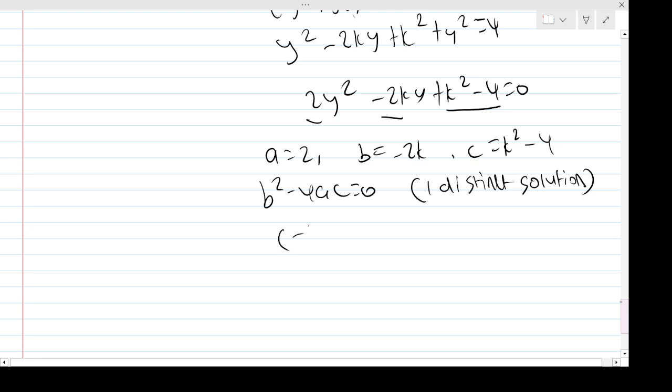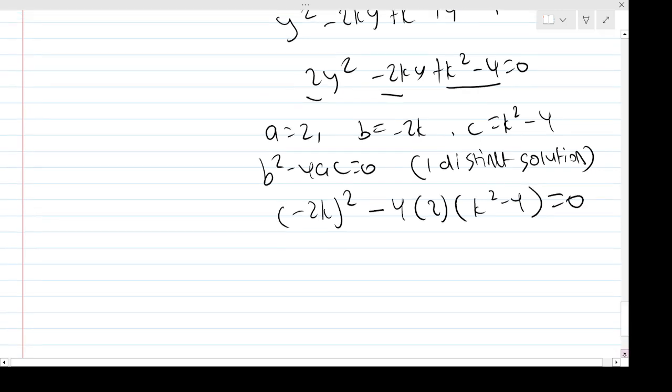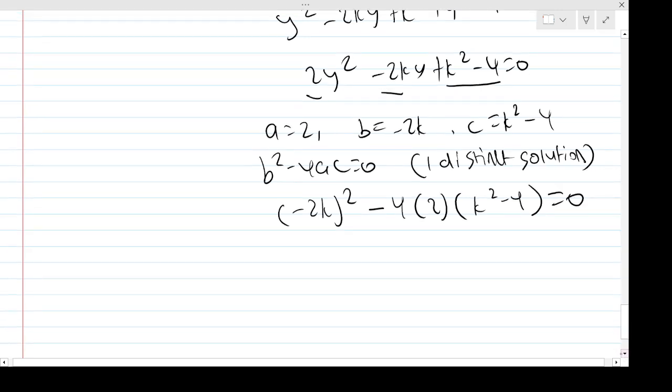So b squared is minus 2k all squared. Cool. Then I get minus 4, lots of a, which would be 2, of c, which would be k squared minus 4. That has to equal 0. Okay, cool. Now we could expand this. So that'd be minus 2k all squared, that'd be 4k squared. Minus 4 times 2, which should be minus 8 of k squared minus 4 equals 0.